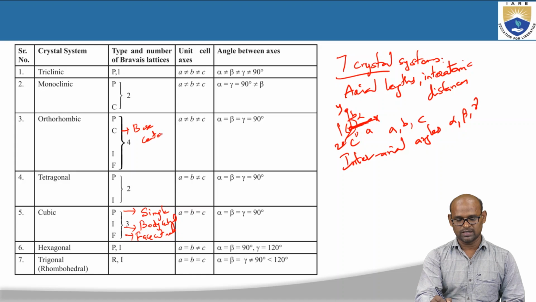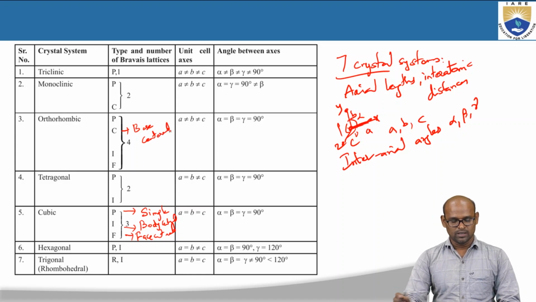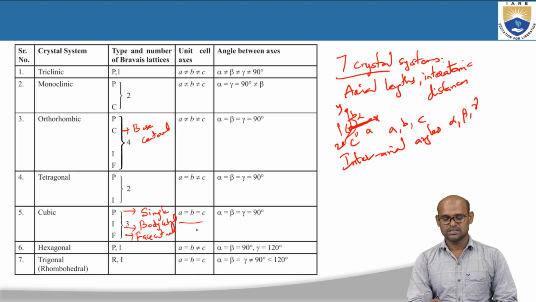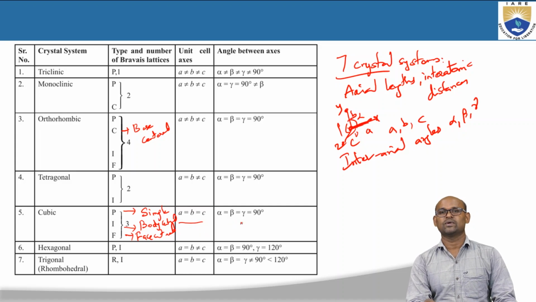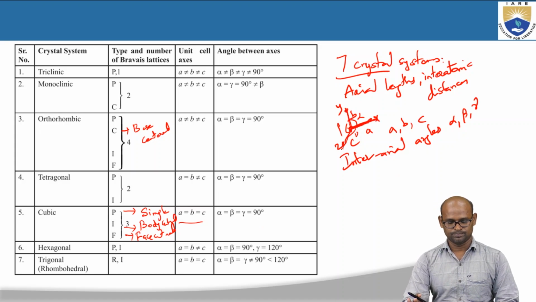Okay. Yeah, so cubic is best, so it has more symmetry. A is equal to B is equal to C, and alpha is equal to beta is equal to gamma is equal to 90 degrees. That means all the crystallographic axes are perpendicular to each other and all the axial lengths are equal. Best. And hexagonal one has only one Bravais lattice.